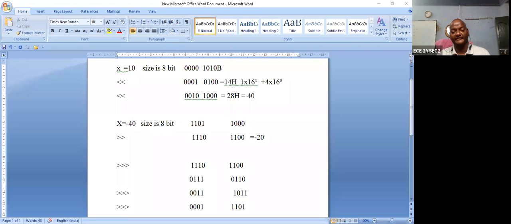Again, let us take 20 signed right shifted by 2. That means 20 divided by 2 square, which is equal to 5. 20 signed right shift by 3 means 20 divided by 2 cube. 2 cube stands for 8. 20 by 8, so you will get the answer 2. Clear?